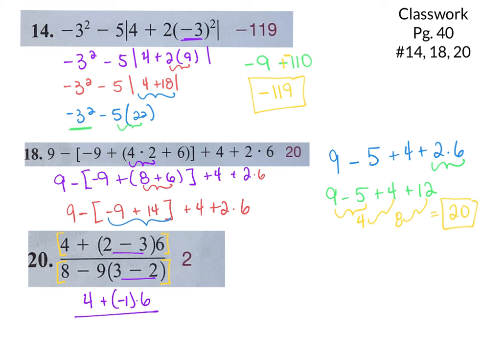On the bottom, I have 3 minus 2, 8 minus 9 times 1. 3 minus 2 is 1. All right, on the top, I have 4, and then -1 times 6 is -6. On the bottom, I have 8 minus 9, which is what? -1, right? 4 minus 6 is -2 over -1. Now I can do that division, which is just +2.